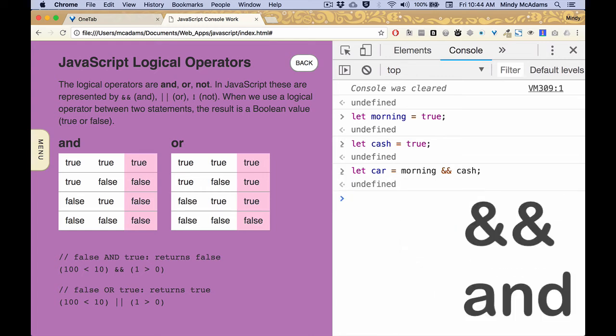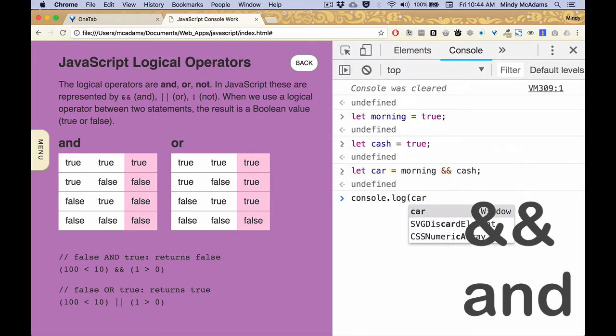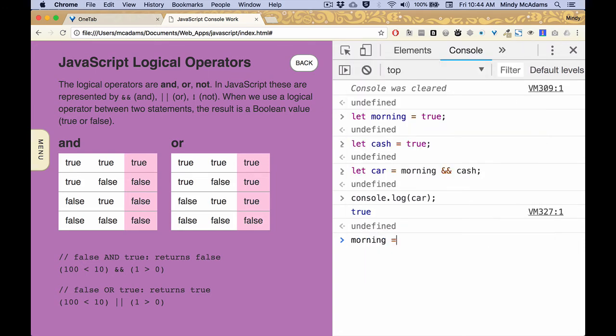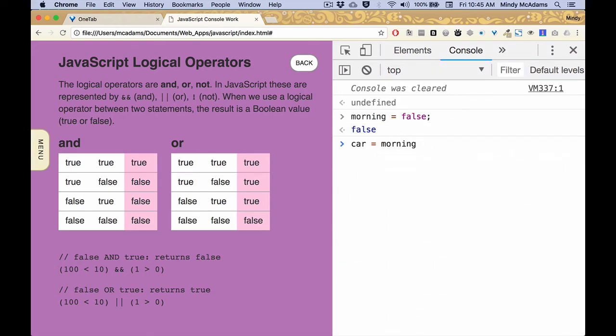So what this will mean is, did you get the car or not? And if I console log car, we'll find out that you got the car. Yay. But if morning is false, we have to say this again: car equals morning and cash. And it's false, right? So if we console log it, the same thing. So you don't get the car.